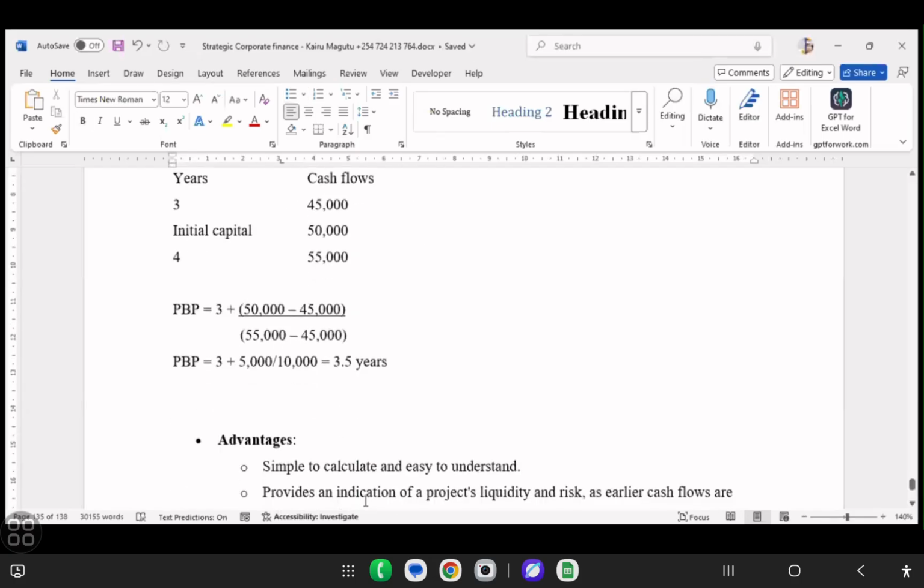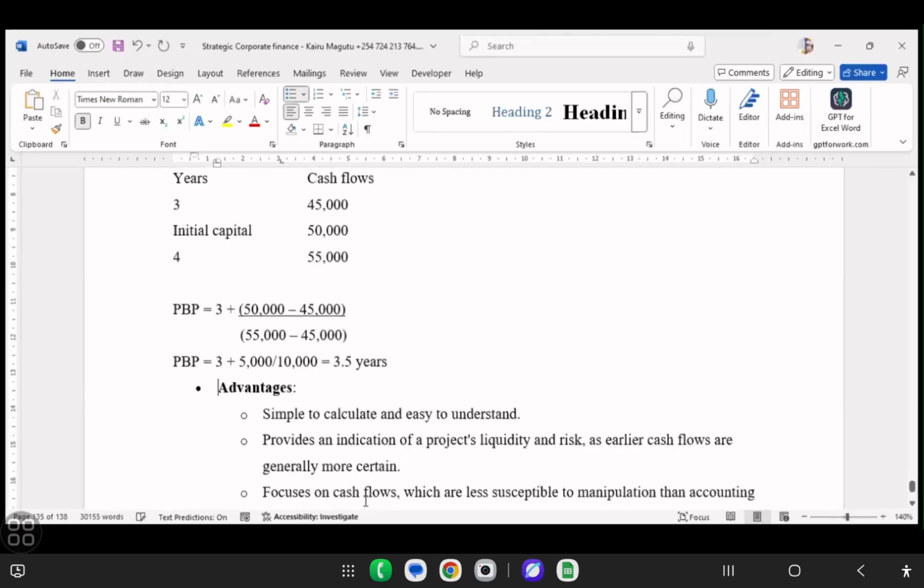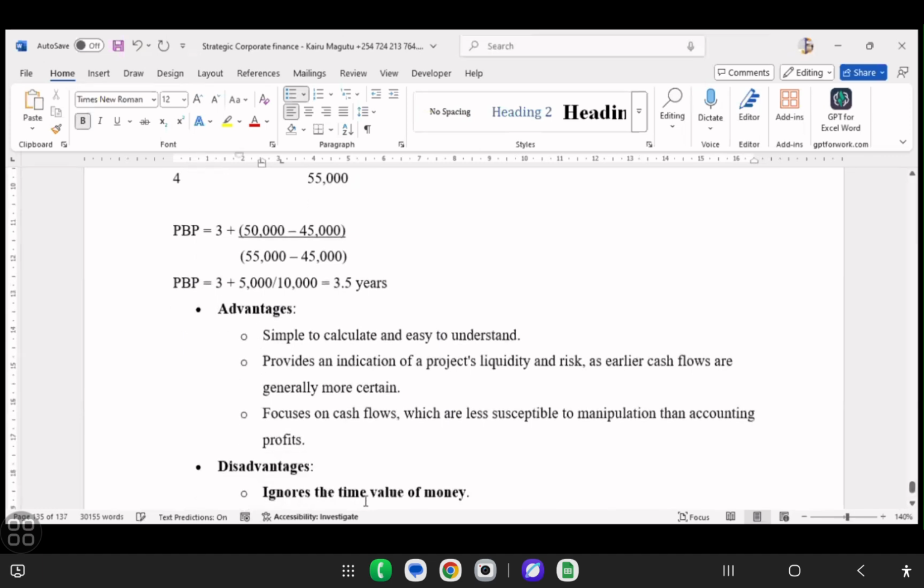It is a non-discounted cash flow method because it doesn't take into consideration the time value of money. Then from there, we look at the advantages. One, it is simple to calculate and easy to understand, as you've seen. It provides an indication of the project liquidity and risk, as early cash flows are generally more certain. Then it focuses on cash flows, which are less susceptible to manipulation than accounting profit.